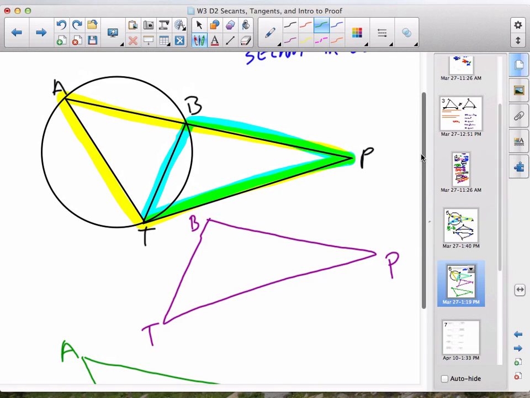So I'm curious, does anybody have a thought on, Josh, how did you approach this problem? Angle BAT intercepts arc BT. Interesting. So Josh is saying that angle BAT intercepts arc BT. And then we see that angle PTB intercepts the same arc.